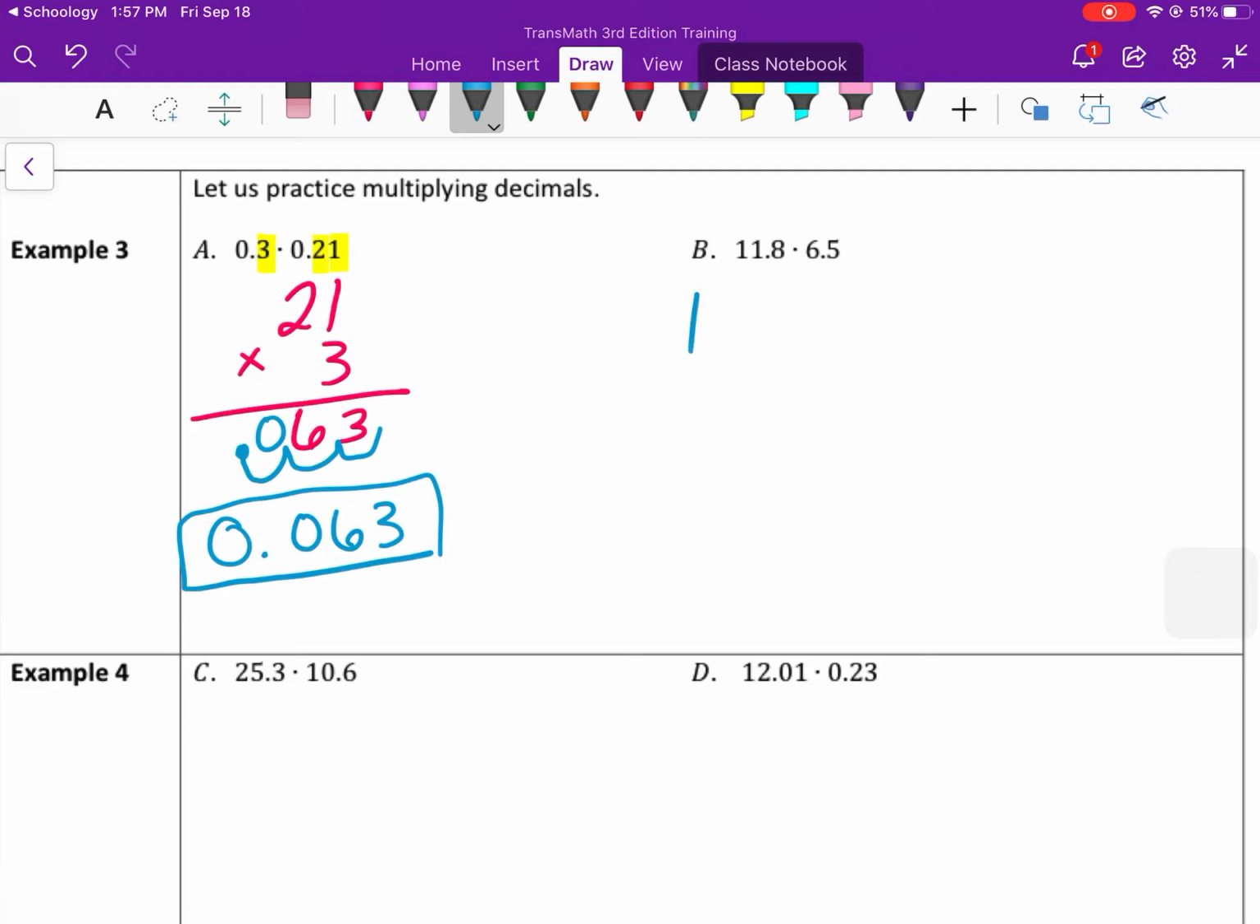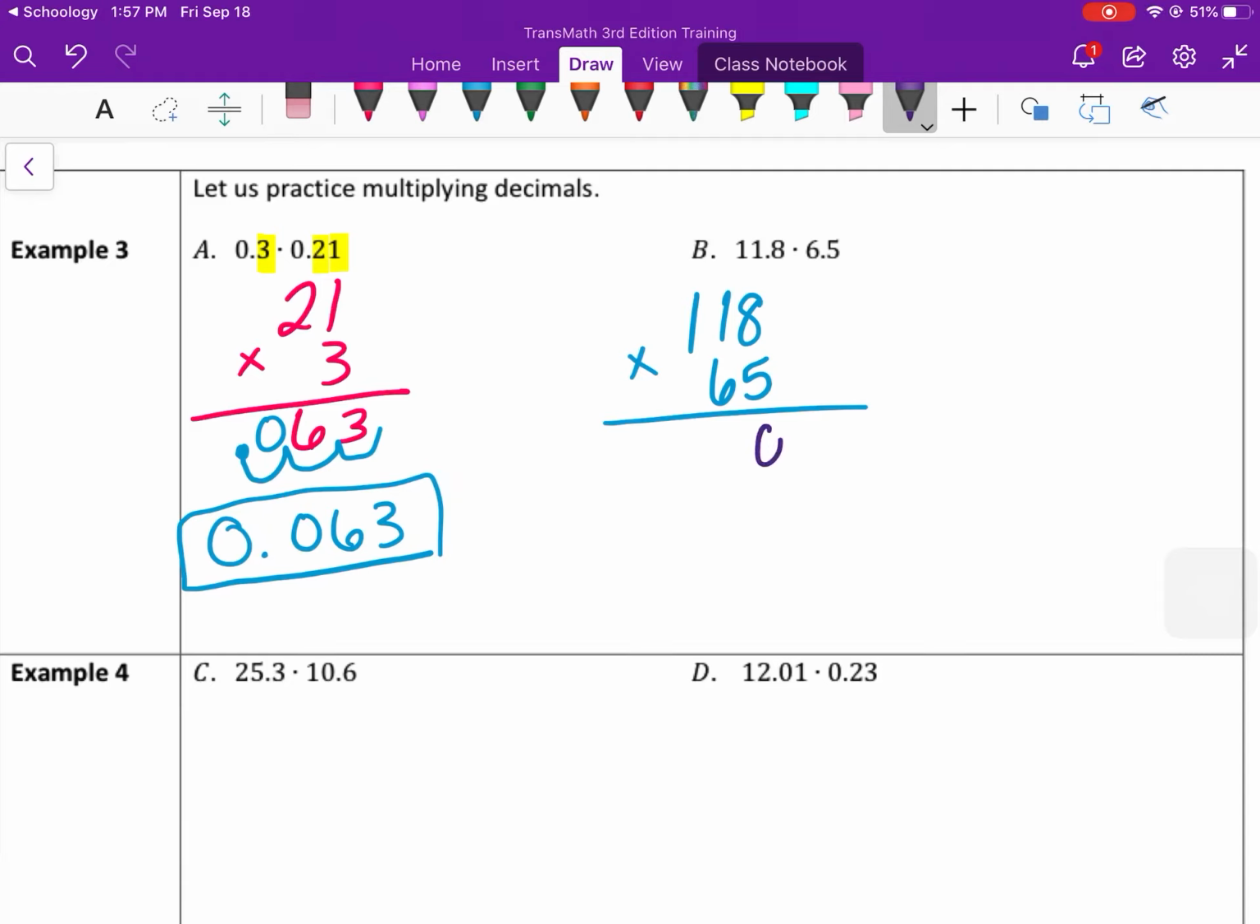So 11.8, or 11 and 8/10, times 6.5, 6 and 5/10. I'm going to do 118 times 65. So I'm going to multiply like I would with whole numbers and kind of ignore the decimal point to start with.